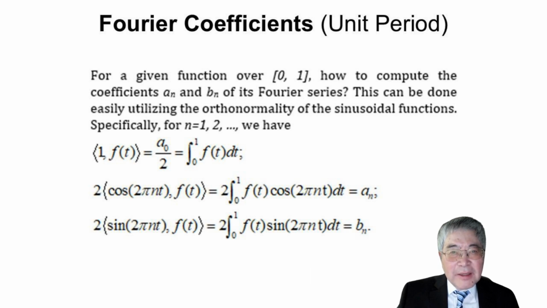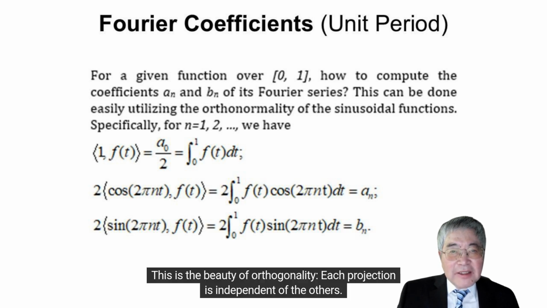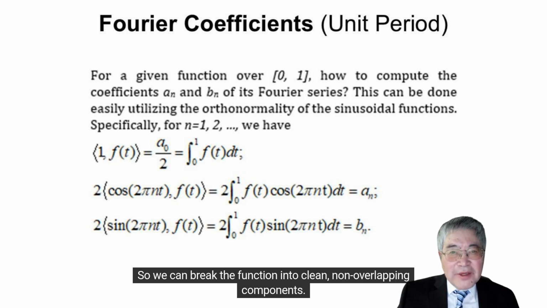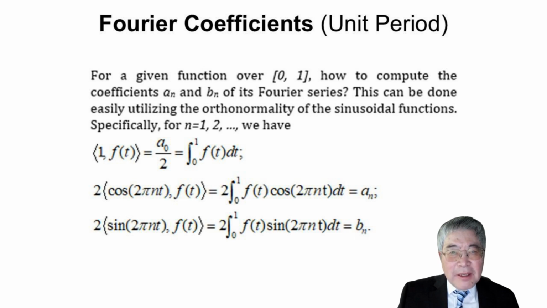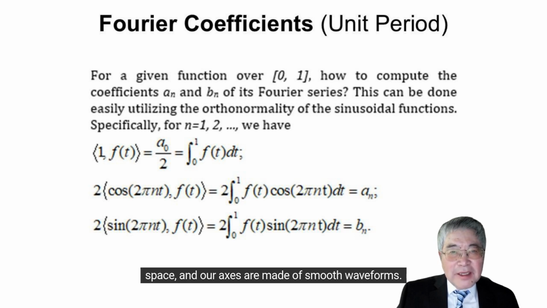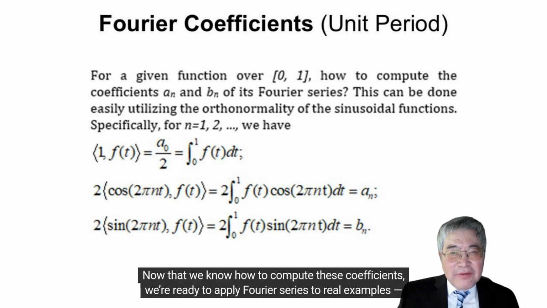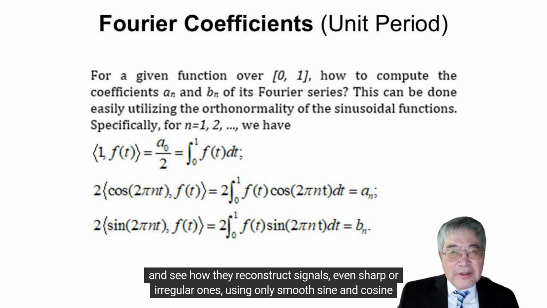And that's it. Each coefficient is computed by projecting the function onto its corresponding basis function, either constant, cosine, or sine. This is the beauty of orthogonality. Each projection is independent of the others, so we can break the function into clean, non-overlapping components. It's like using x, y, and z axes in 3D space to describe a vector, but here we're in an infinite dimensional space and our axes are made of smooth waveforms. Now that we know how to compute these coefficients, we're ready to apply Fourier series to real examples and see how they reconstruct signals, even sharp or irregular ones, using only smooth sine and cosine waves.